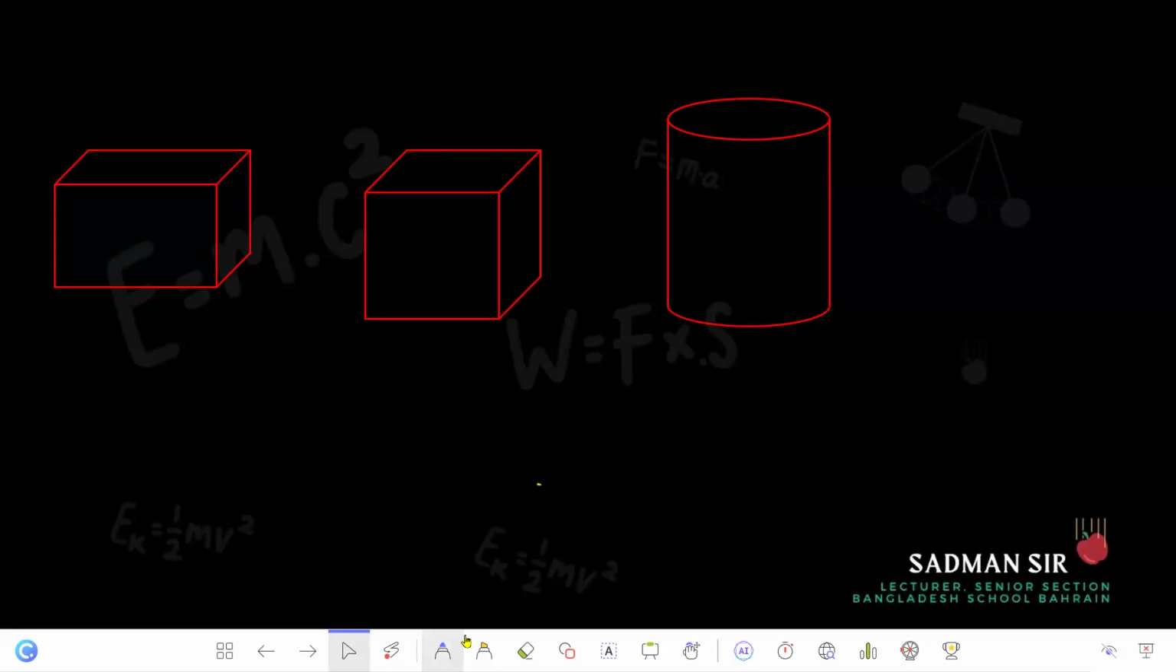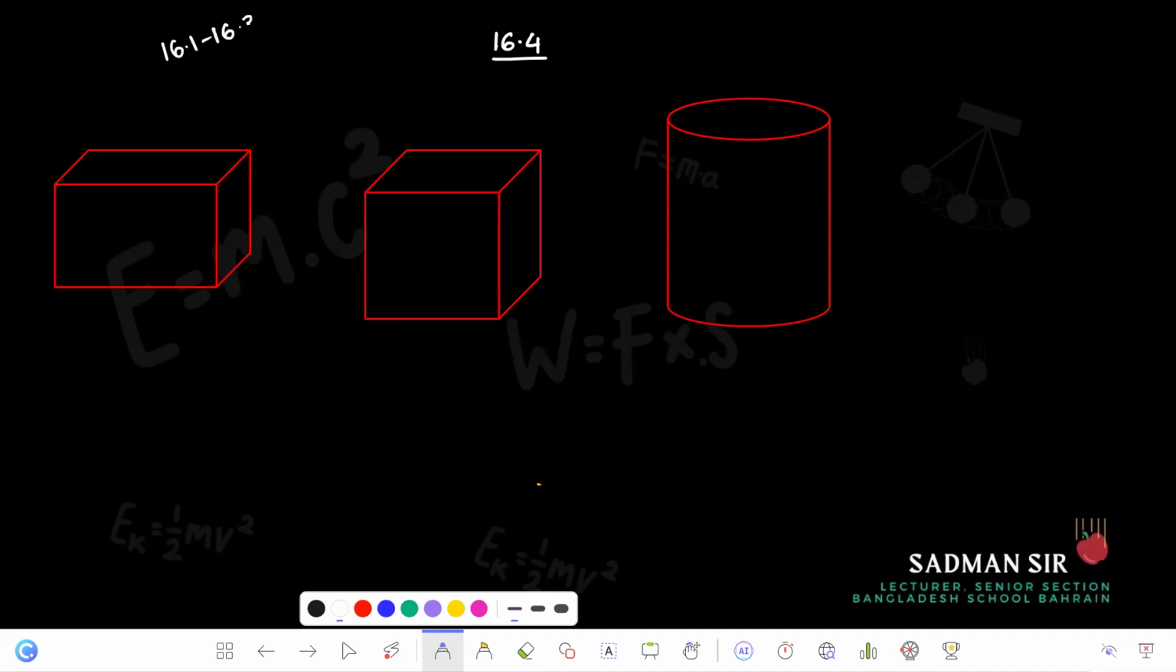Bismillahirrahmanirrahim. So here we commence discussion on exercise 16.4. From 16.1 to 16.3, we discussed 2D shapes, for example triangle, quadrilateral, and circle. In 16.4, we start discussing 3D objects.